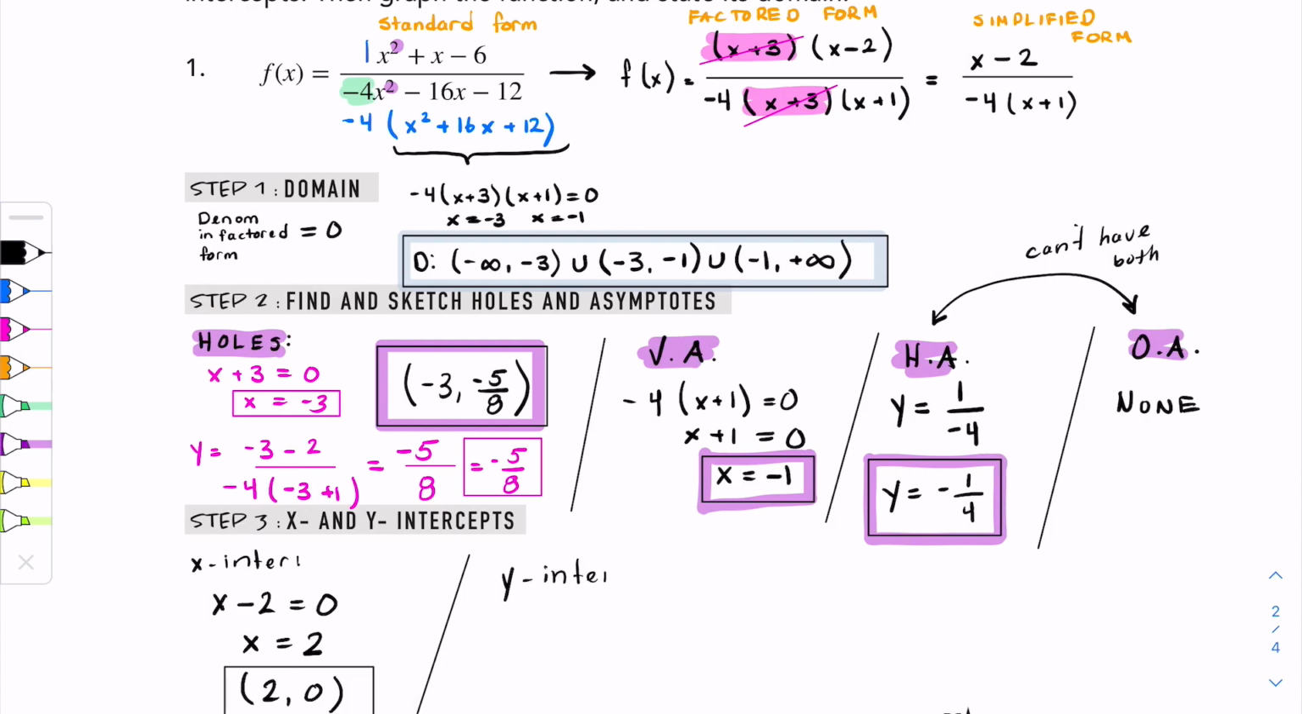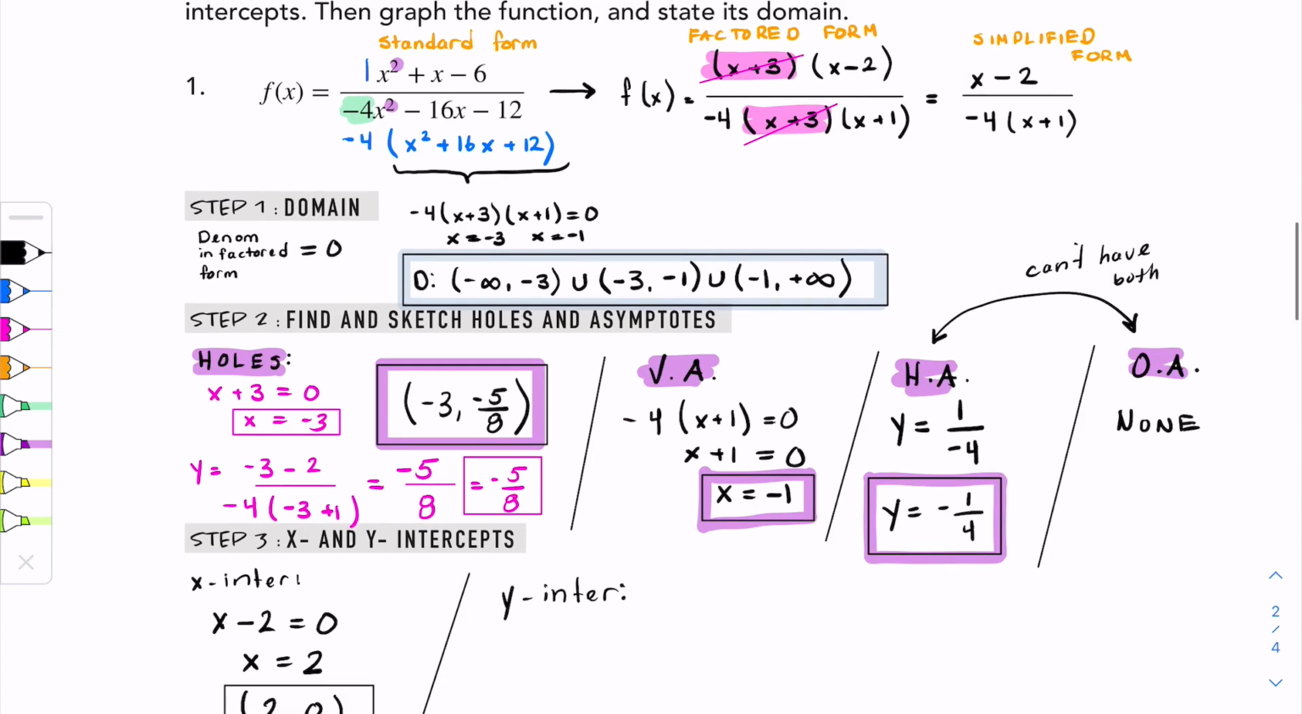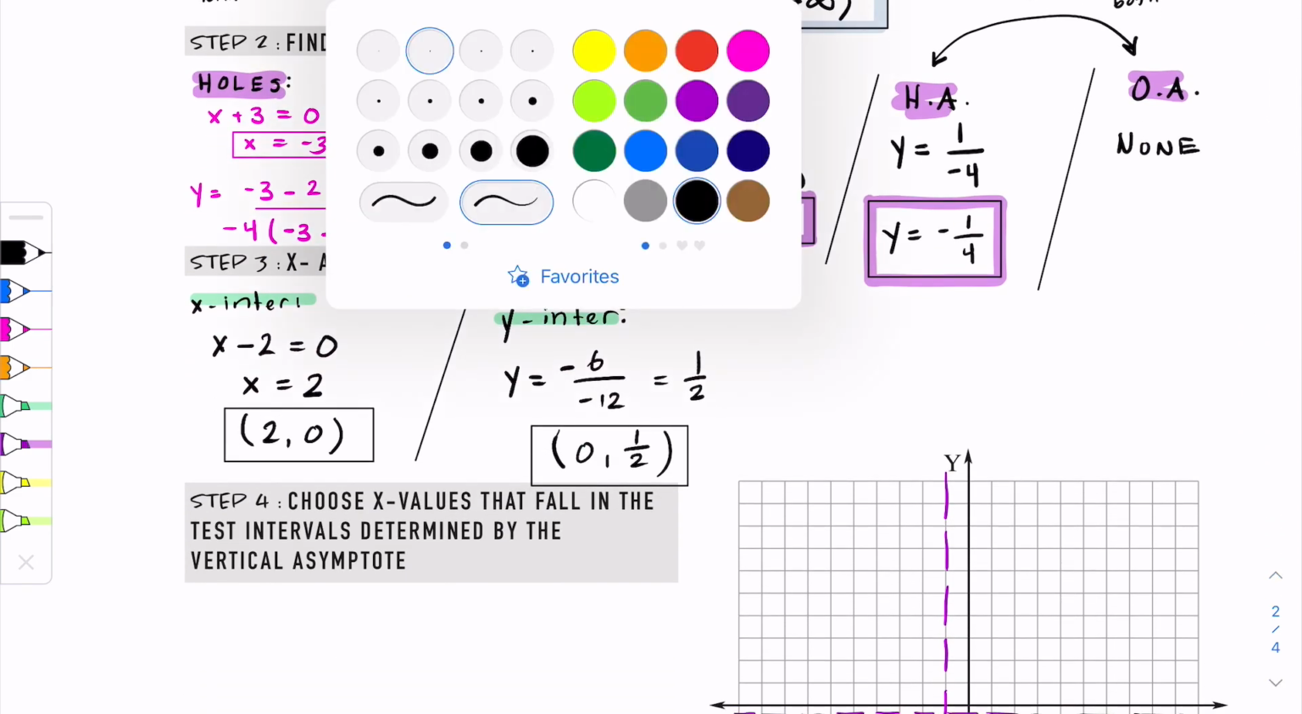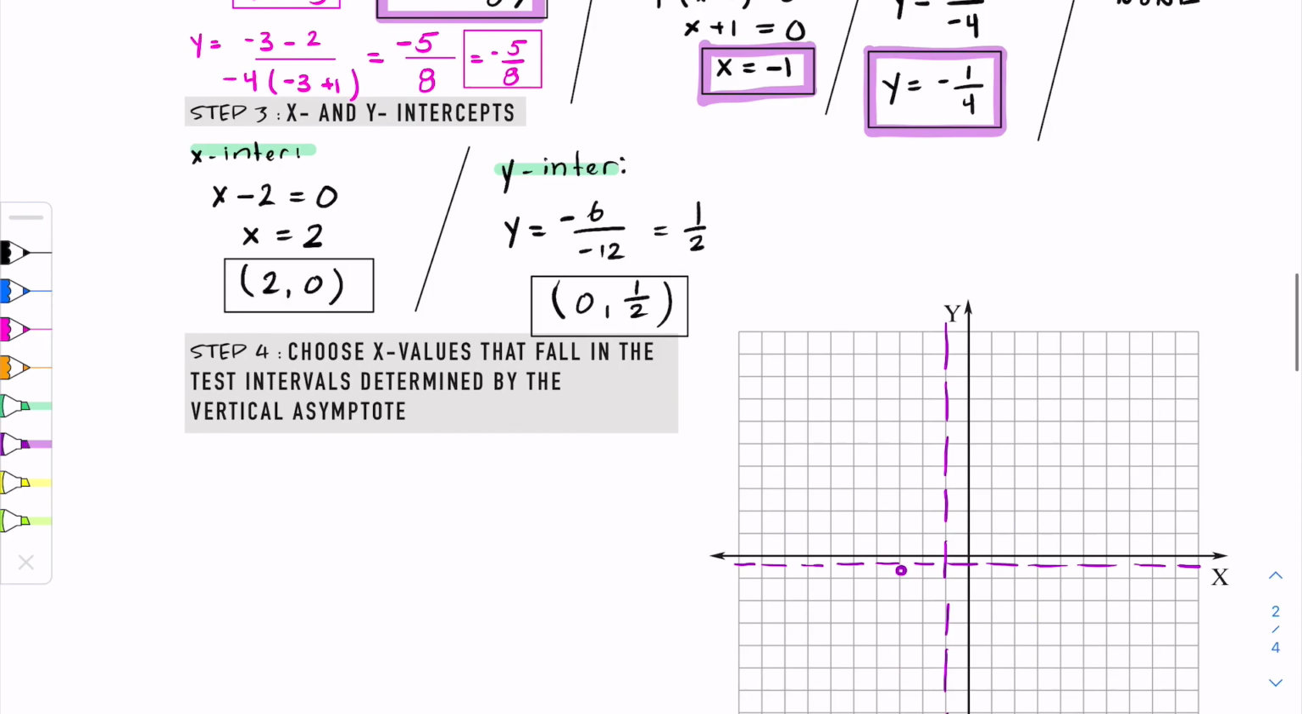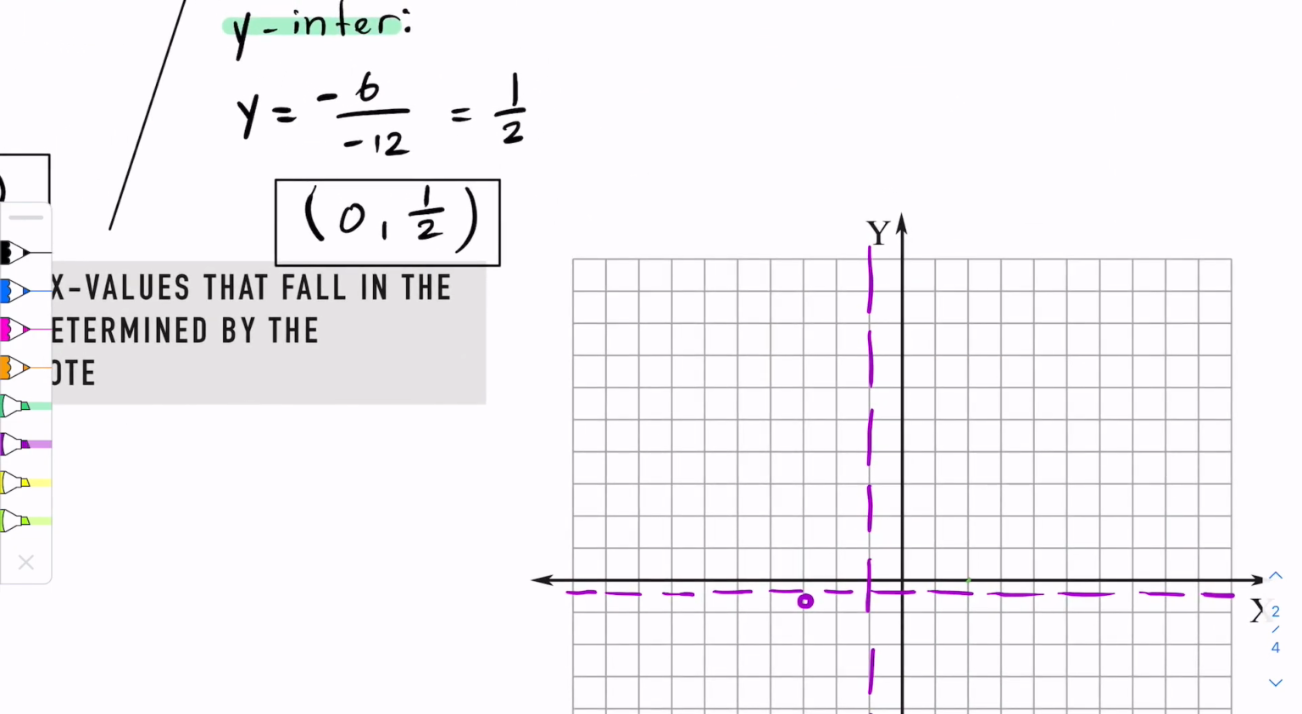Next, we find the y-intercept. That's when you substitute 0 into the standard form for x. When we do that, in this case, we are left with -6/-12, which simplifies to +1/2. Our y-intercept is at 0, 1/2. Okay, next we have to graph these 2 points. So I'm going to plot a point at 2, 0, and I'm going to plot another point at 0, 1/2.